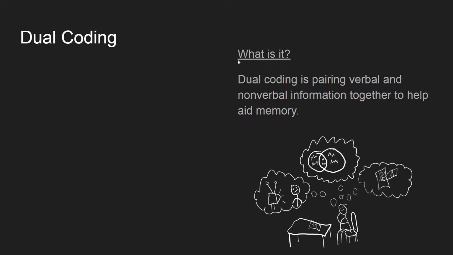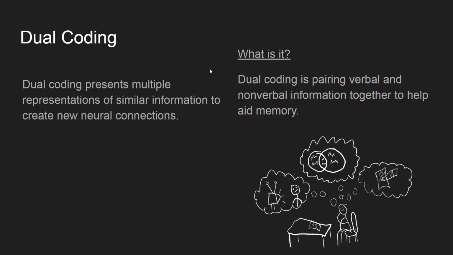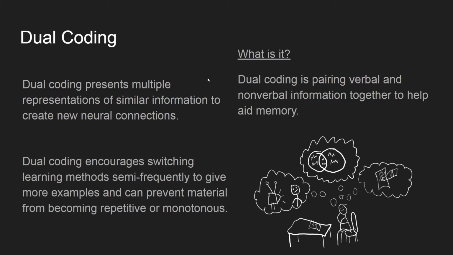Dual coding presents multiple representations of similar information to help create new neural connections. Dual coding encourages switching learning methods semi-frequently to give more examples and can prevent material from becoming repetitive or monotonous. Dual coding can be a useful study strategy because it can teach vocabulary while also helping with visualization.